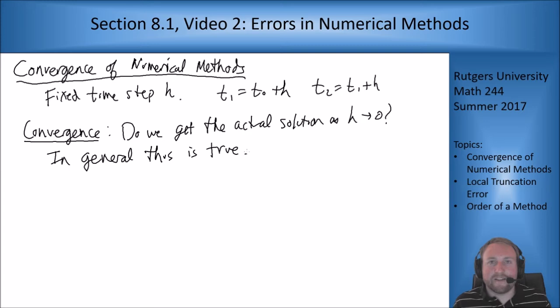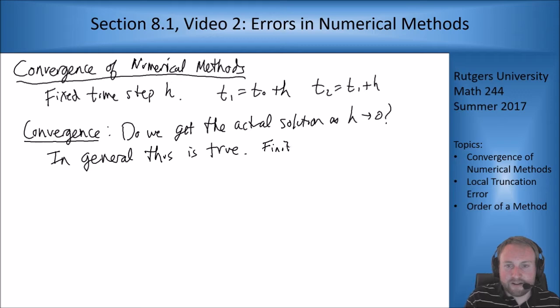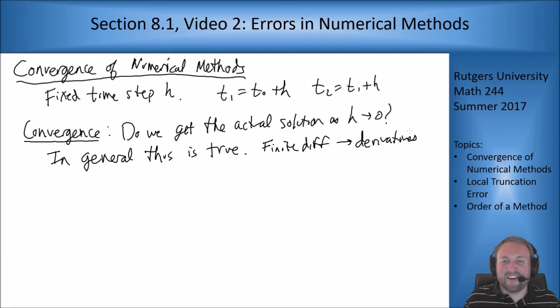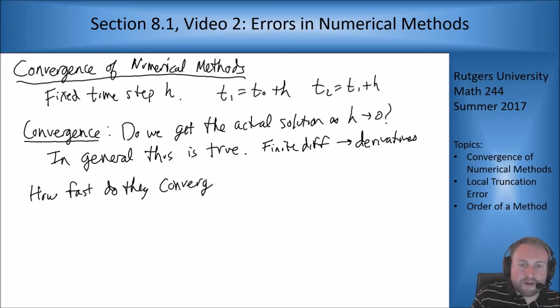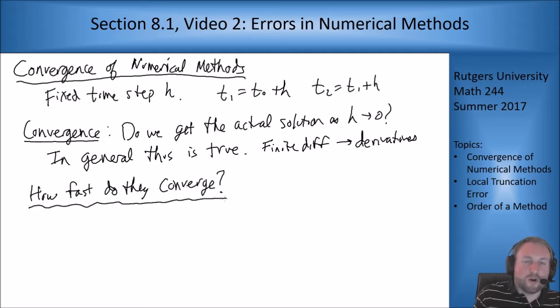This just comes from the fact that as you send h to 0, your finite differences converge to the derivative. As long as things are bounded, which they usually are, you'll get convergence like that. This is just that finite differences converge to derivatives, because that is the definition of the derivative. In this case, this question isn't really good enough. The more informative question is, how fast do they converge? Because I've been saying all these things about some methods being better than others. What do we mean by that? What we mean is how fast they converge to the actual solutions.